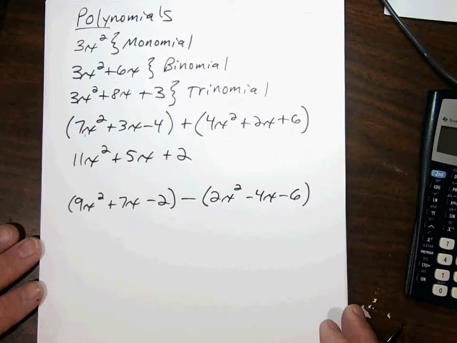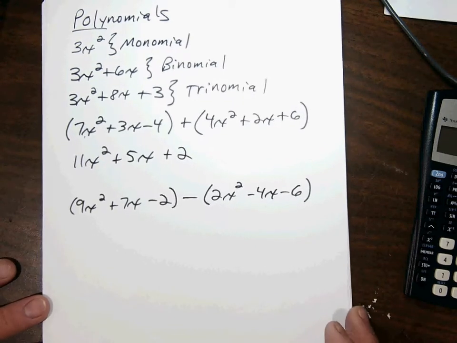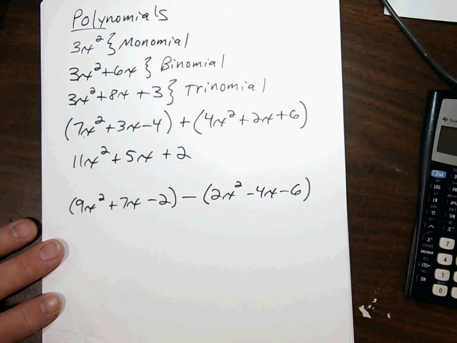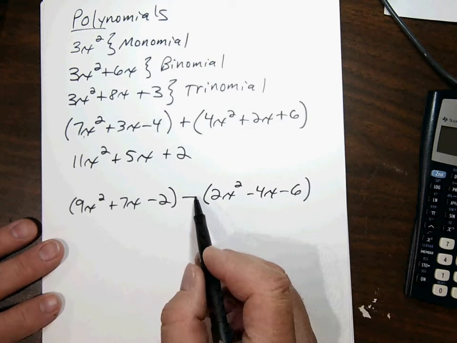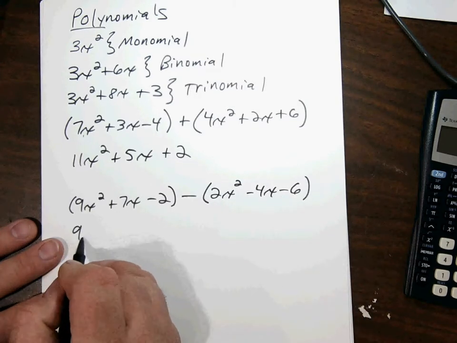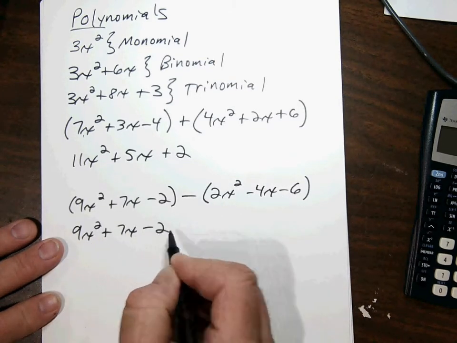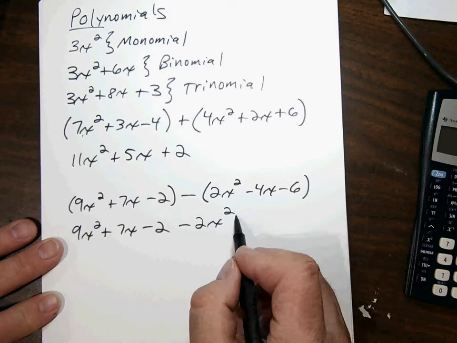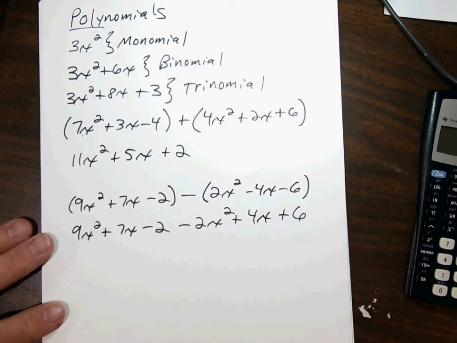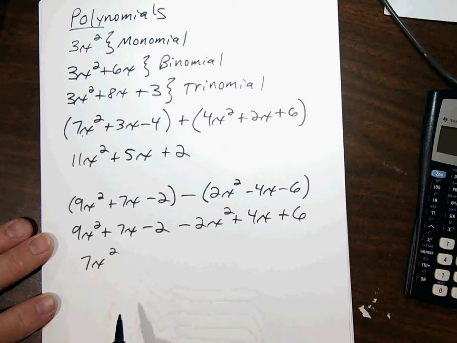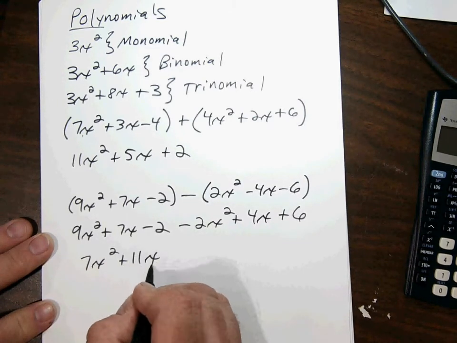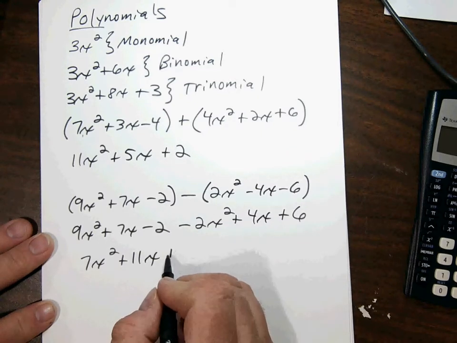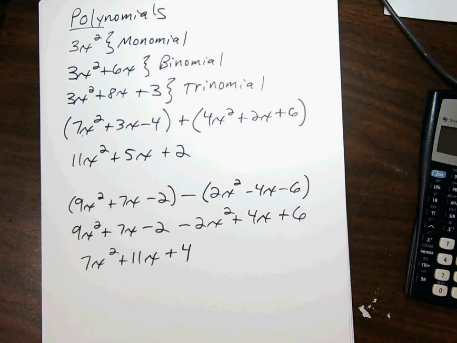Now that second parenthesis is serving a purpose, because I've got a subtraction in front of it. Remember, when I have a negative sign in front of a parenthesis, it's like taking a negative 1 and distributing it across. So I am a fan of rewriting this one. The addition one I didn't see a reason to, but here I do because everything gets its sign changed. That now becomes minus 2x squared plus 4x and plus 6. Now combine like terms. 9x squared and negative 2x squared becomes 7x squared. 7x and 4x becomes 11x. And negative 2 and positive 6 becomes a positive 4. All good there? Subtracting polynomials.